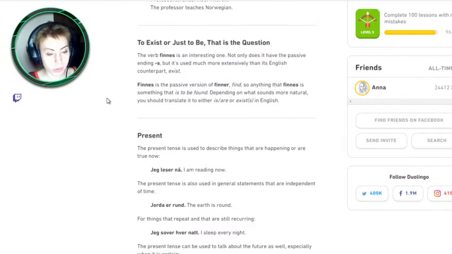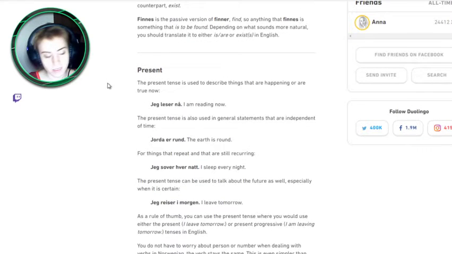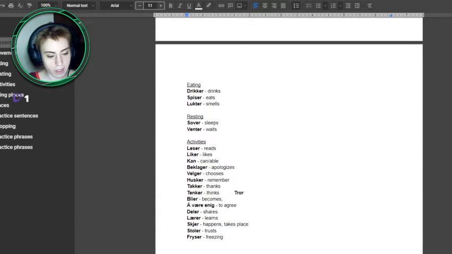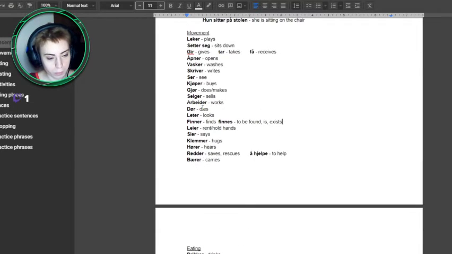To exist or just to be, that is the question. The verb finnes is an interesting one. Not only does it have the passive ending, but it is used much more extensively than the English word "exists." Finnes is the passive version of finner, find, so anything that finnes is something that is to be found. Depending on what sounds more natural, you should translate to either is, are, or exist. Okay, I think I made a note of finnes, yeah, here, right across from finner.